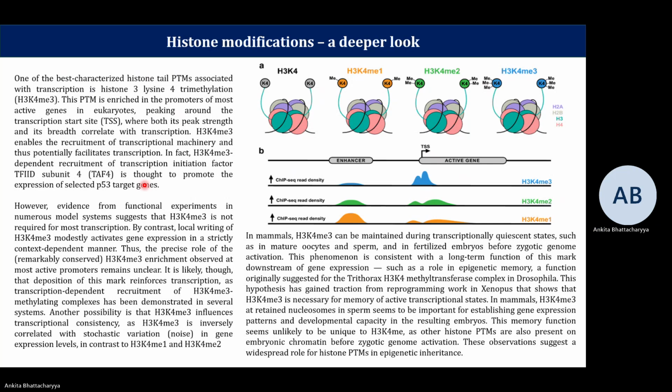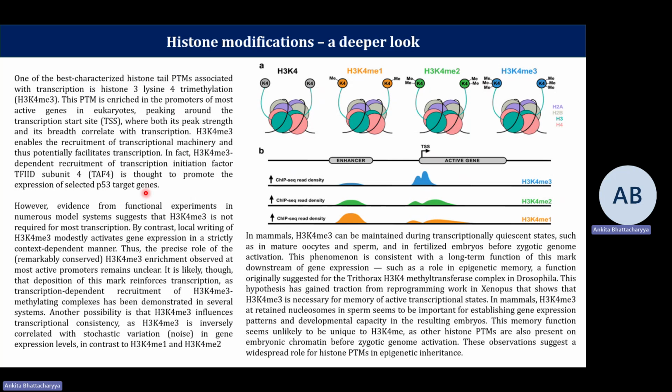That is why. Another possibility that is considered is that the abundance of H3K4 trimethylation is inversely correlated with stochastic variation in gene expression levels. So it is inversely correlated with noise in gene expression, in contrast to H3K4me1 and me2. So trimethylation is actually influencing the efficiency of transcription, which means the rate or the fidelity with which gene expression can be carried out is helped by H3K4 trimethylation. So these are the different variations.